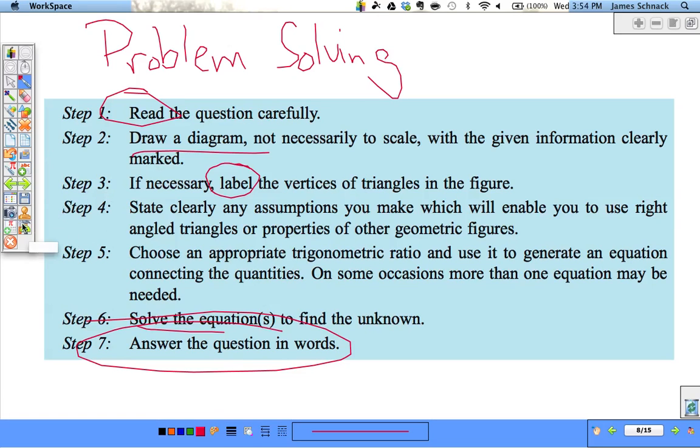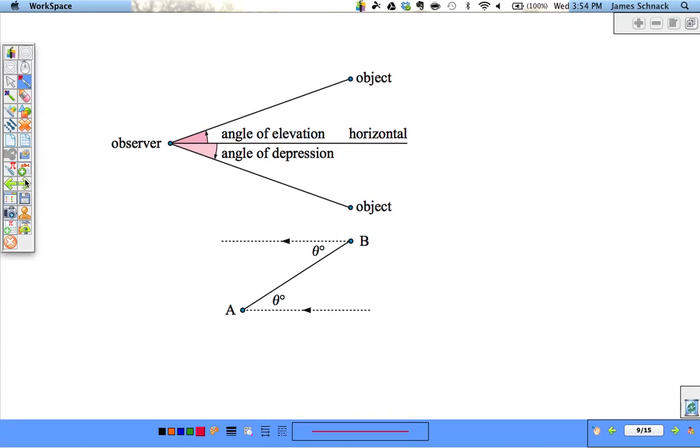These are all important things, and they're all things that carry through no matter what kind of problem solving you're doing. What we have to first talk about before we get into problem solving is two important terminologies: the angle of elevation and the angle of depression. Angle of elevation is essentially what angle you have to look up from horizontal to see an object. So when you look into the sky at a plane flying, the angle that your eyesight is making with horizontal is the angle of elevation.